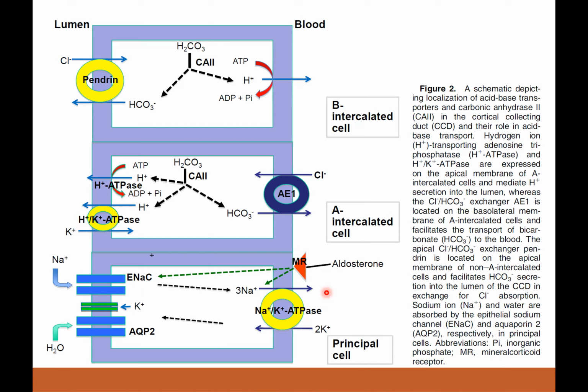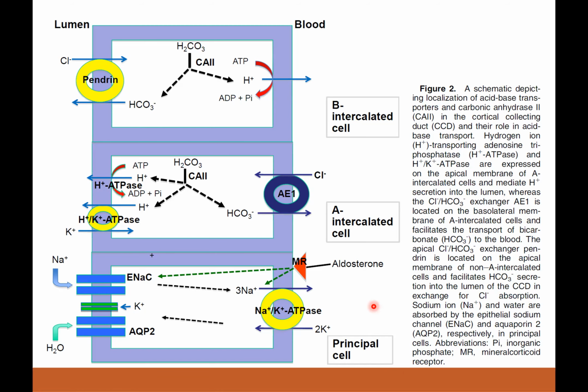So these are the various mechanisms. We have seen the PCT, we also saw the DCT, the three types of cells. A is basically interested in conserving bicarbonate and excreting the acid. B is basically connected to conserving the acid and excreting the bicarbonate. The principal cell is under the influence of aldosterone, and in the presence of aldosterone, sodium is absorbed, water is absorbed, potassium is sent out. In the absence of aldosterone, sodium is not absorbed, potassium is retained in the body, and that results in hyperkalemia.